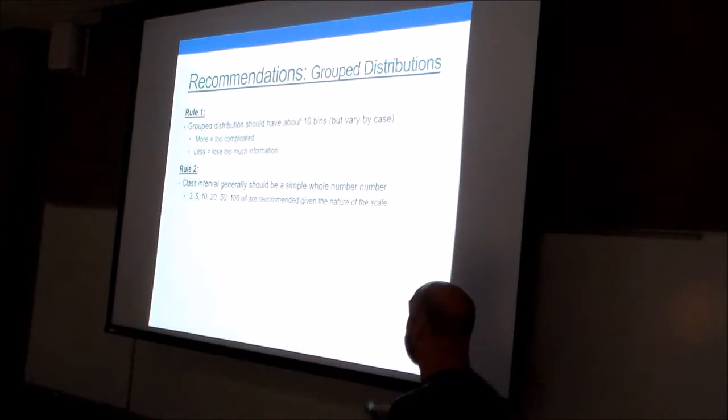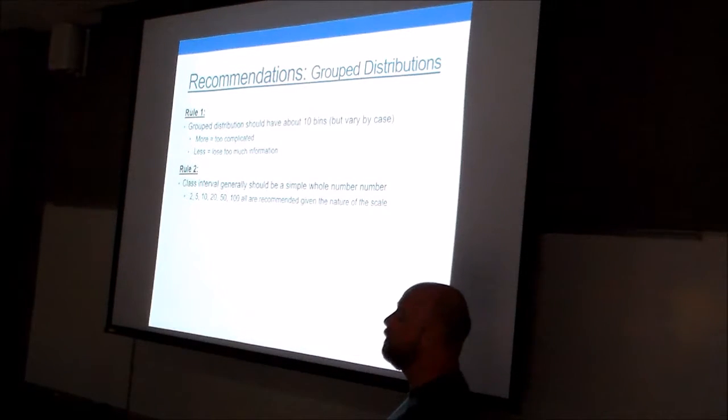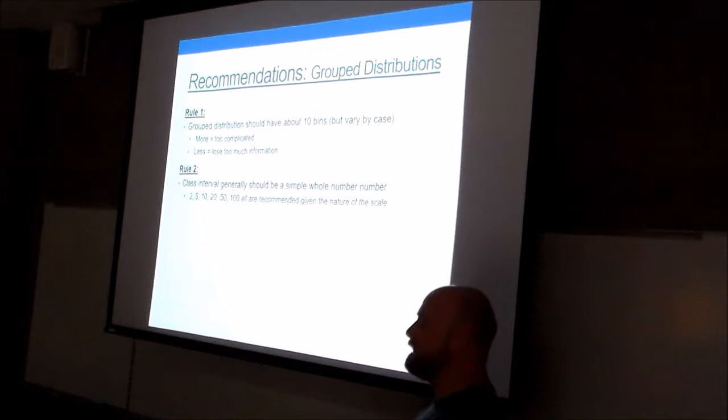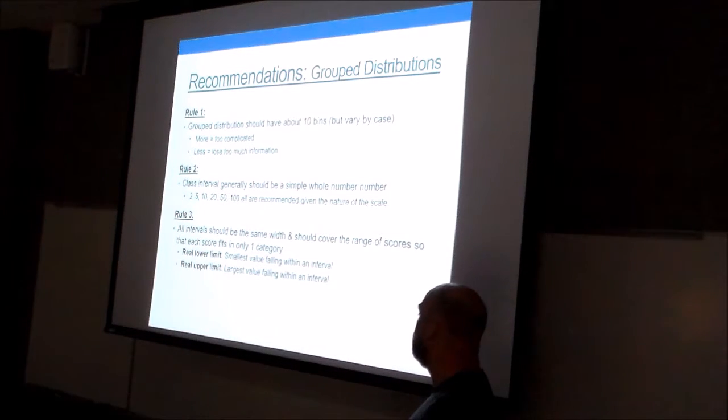Rule 2: we want our class interval to be a simple whole number, like 2, 5, 10, 100, given the nature of the scale. What was our class interval for the income example? 10,000. It wasn't 10,004, because that's weird. Just a nice simple number that's easy for people to get. Intervals should be the same width. It should cover the range of scores so that each score fits in only one category.